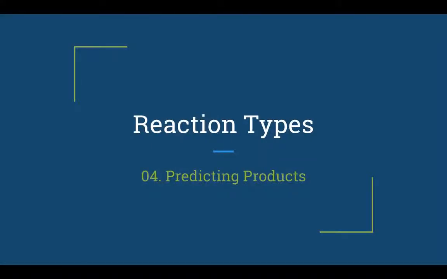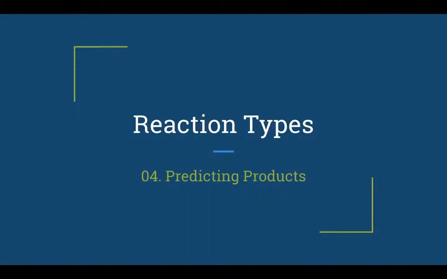Today in this lesson, we're going to be talking about reaction types and specifically how to predict the products of a reaction when you only know what the reactants are. Okay, so if you only have stuff on the left side of the reaction equation and nothing on the right side.